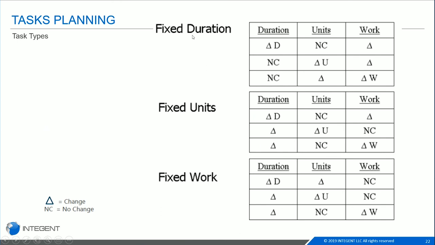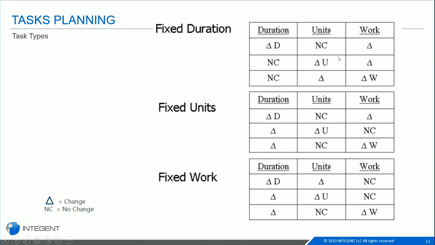And so for fixed duration, it is very similar to fixed work. You have the fixed duration, that is the timing, the duration of the task, how many actual days it is going to take. That is what is going to stay consistent. And so if you change your duration, which is what's fixed, you as the PM go in and update that duration, then your units won't change, but the amount of work associated with that task will change.